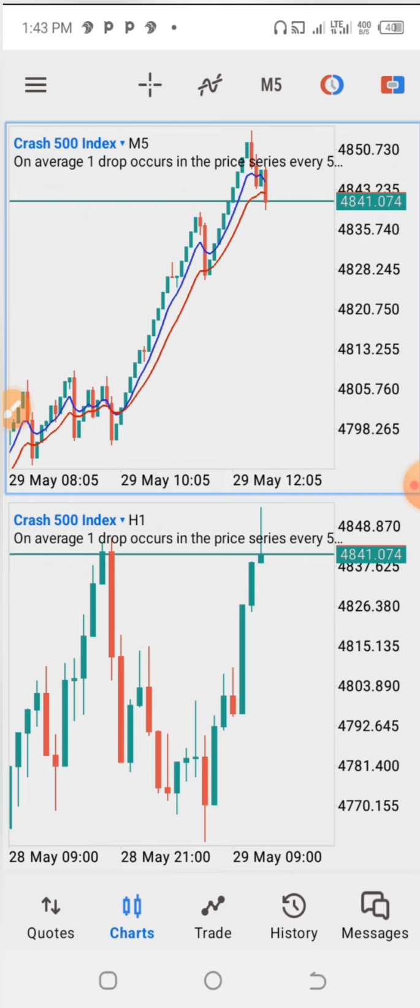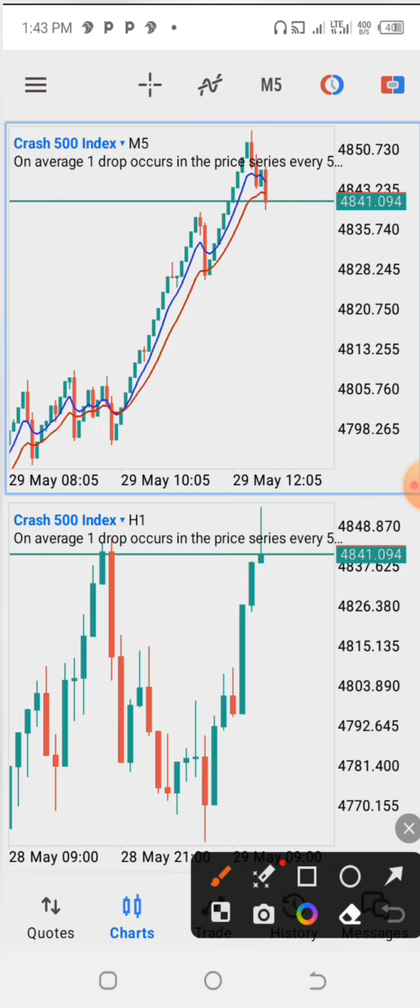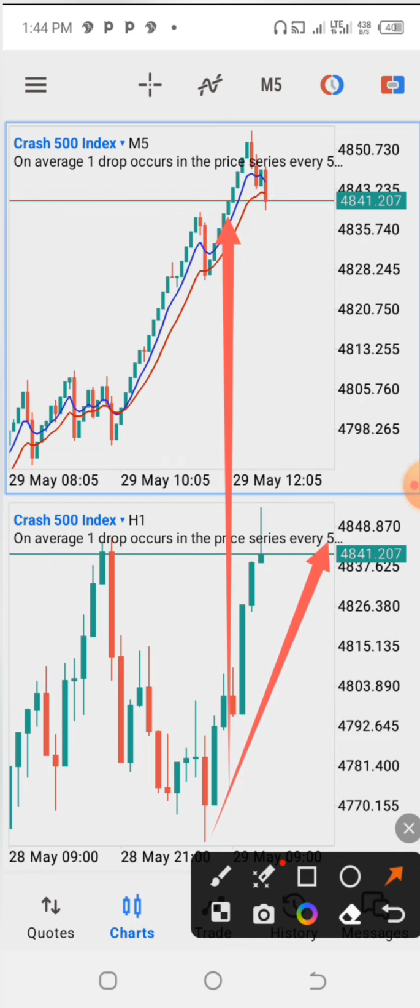Do you see all those things you are seeing? Look at how I'm going to be marking it now. Look at how from this place I'm marking it from here. Look at it. Do you see all the drama that has been going on from this place and this place? So in 5 minutes time frame, Crash 500, and the movement of 1 hour time frame, this is what you can see.